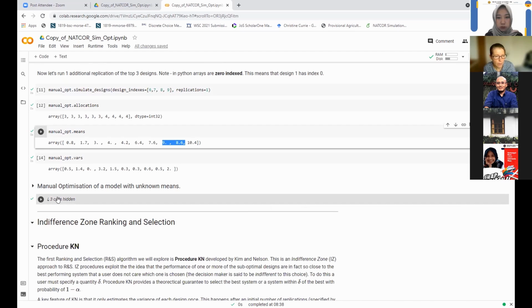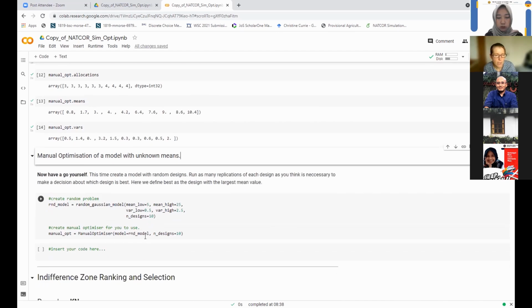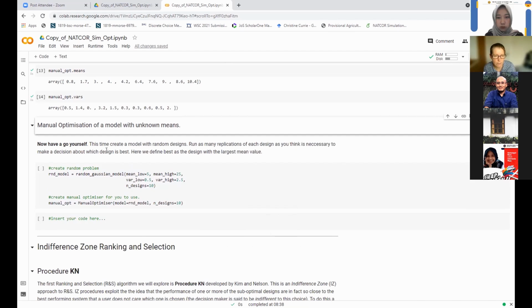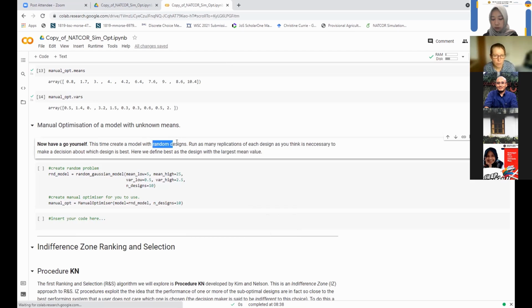Now, let me unhide these cells. So this is where it's time for you to have a little go. And I think we've got 5 minutes to have a go. So if you've got this open, create a model with random designs. What that means is you don't know in advance that the best one, the highest valued one, is going to be the 9th, the array entry 9. It's got a random set of means, and so you don't know which one is going to be the best.